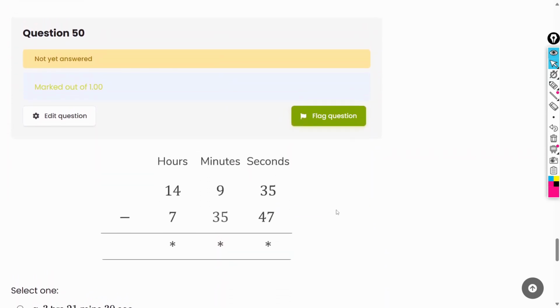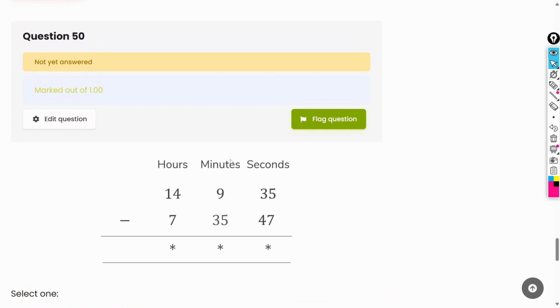Okay, we have to subtract this: seconds, minutes, hours. So for seconds, this is 35 seconds minus 47 seconds. Obviously, that wouldn't work. So we might want to borrow 1 from our minutes. So this becomes 8, and then we carry it over.